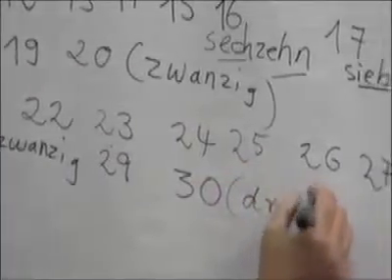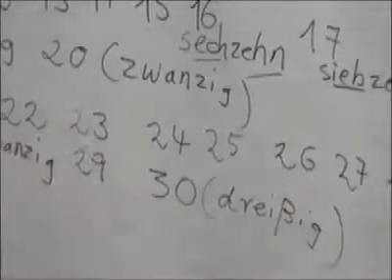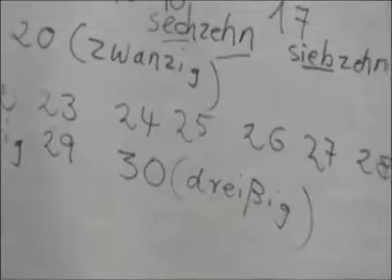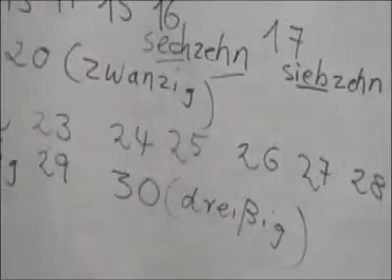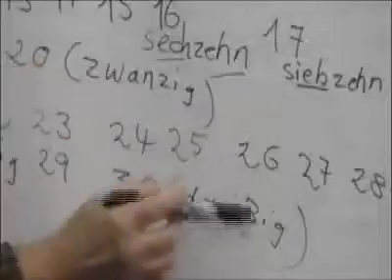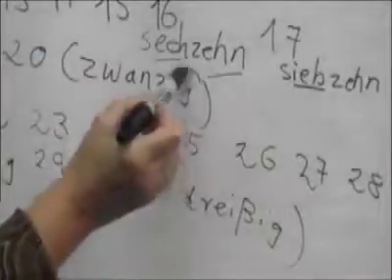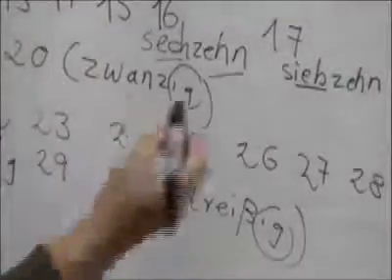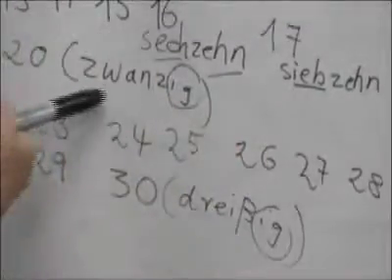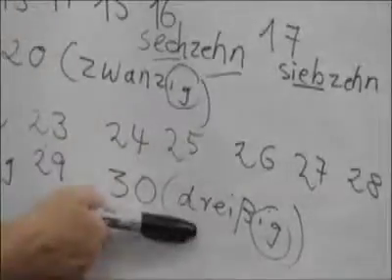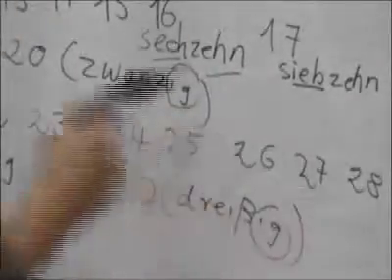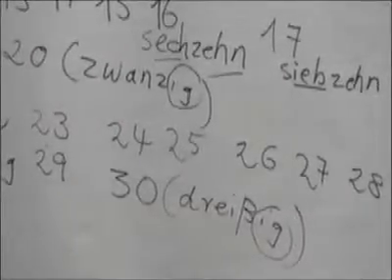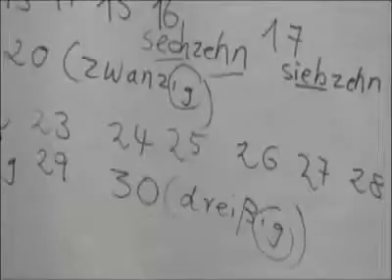And we spell it like this. 30. And here is the SZ that I mentioned in the alphabet before. So we have 20, 30. And what do you notice when you look at these two numbers? The spelling. You see the IG here? This is like the English TY. So in English you say 20, in German you say 20, in German you say 30, again the IG, and in English you say 30. So the IG is the same as the TY in English.